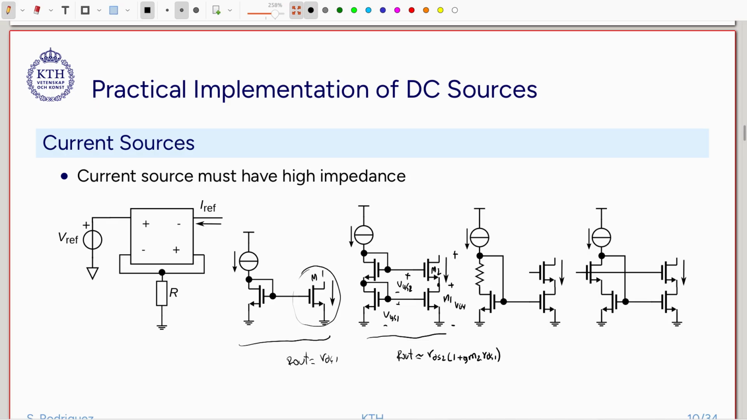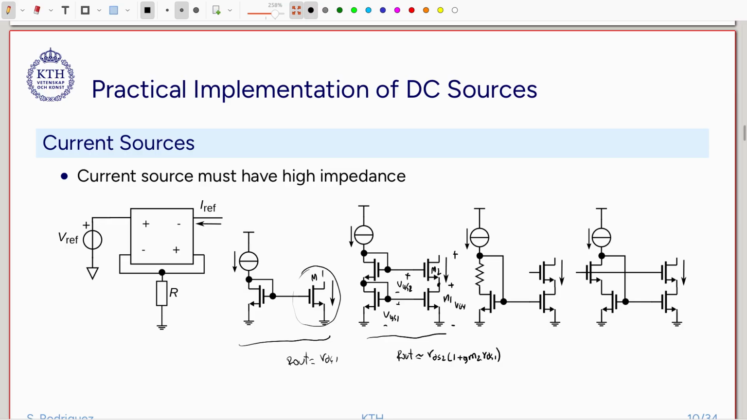So that can be much higher than the voltage that is actually required to keep the transistor in saturation. That, as we discussed before, is just above 100 millivolts in the case of a transistor placed in subthreshold, and above VGS minus VT if it is in saturation.